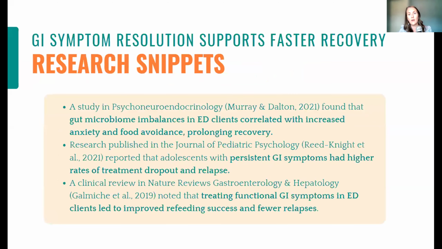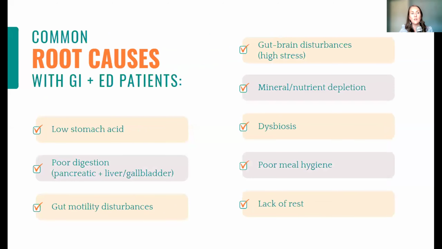So here's just some more research that I wanted to cover. There's many studies. We could probably do a whole presentation on studies, and I think that there's more and more studies coming out all the time. But gut microbiome imbalances in eating disorder clients are correlated with increased anxiety and food avoidance, which prolongs recovery. We also see persistent GI symptoms having a higher rate of treatment dropout and relapse. And then treating functional GI symptoms, so constipation, bloating, etc., in eating disorder clients led to improved refeeding success and fewer relapses. Sounds great, right? So, how do we actually do this?